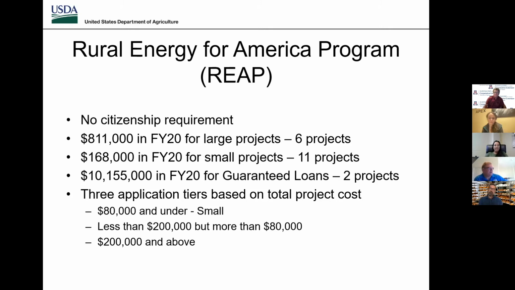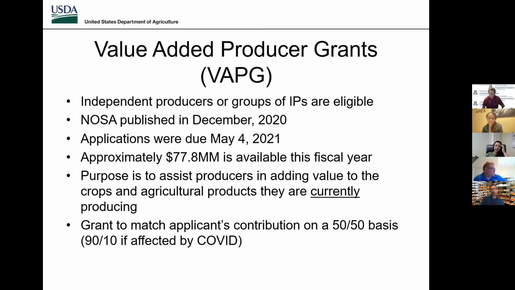Then there's another tier of less than $200,000 but more than $80,000, and then $200,000 and above. Essentially, with each of these tiers, the technical requirements get a little more technical as the projects get larger.